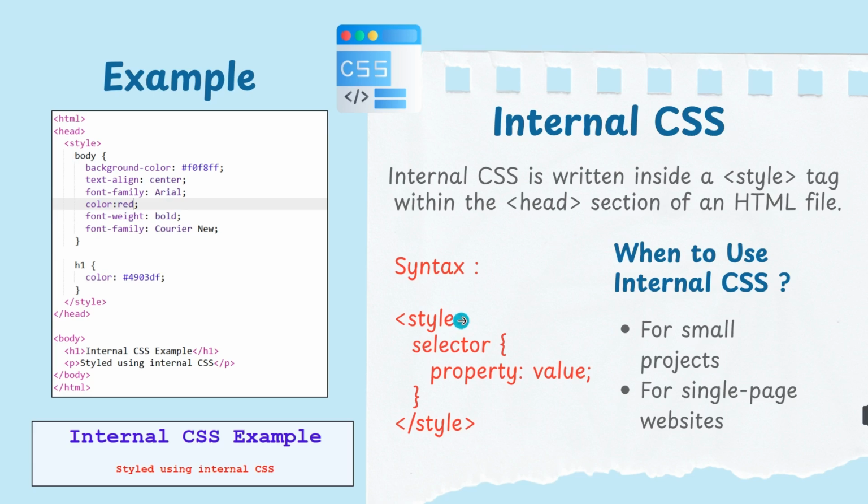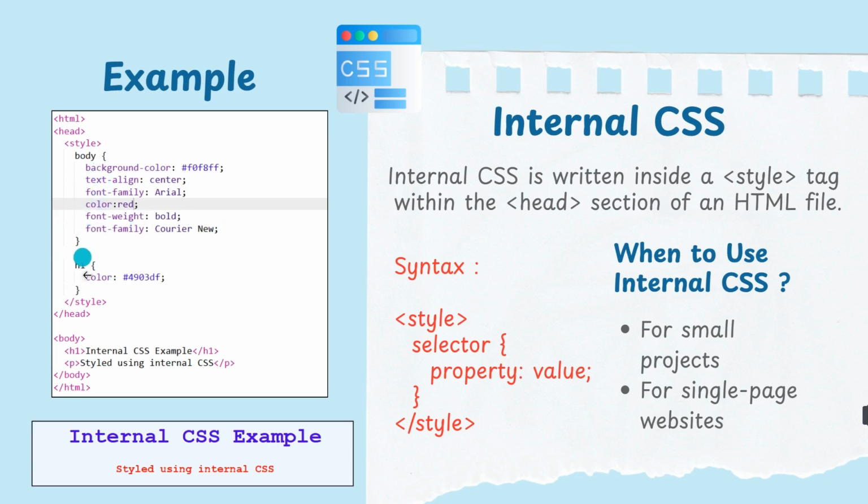So a head section contains the additional data, and the body section contains the content of the web page. So that is why we keep the internal CSS inside the head section, which contains the metadata or additional data of that HTML web page, which is the styling part. So internal CSS is written inside the style tag. This method is better than inline CSS when you want to style multiple elements on a single web page.